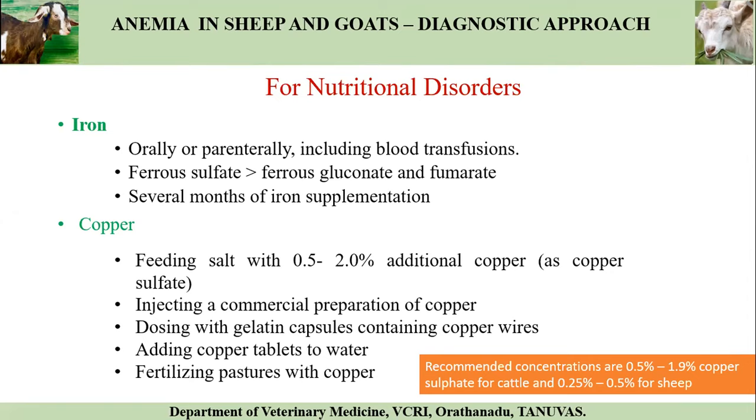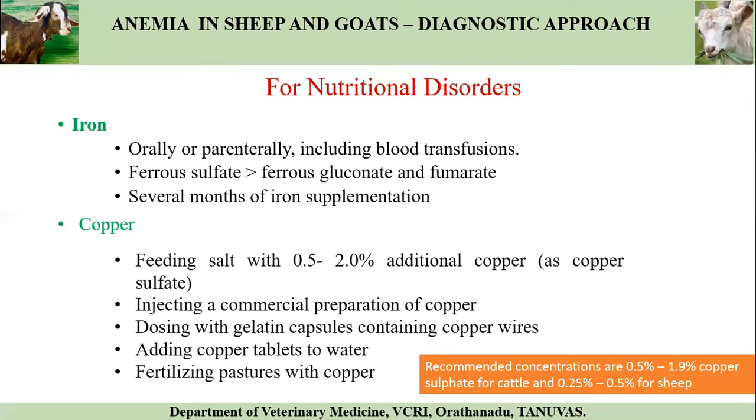Then coming to copper, you can add 0.5 to 2% additional copper as copper sulfate to the feeding salt, meaning the blocks. Commercially available copper preparations are also there. Then dosing with gelatin capsules containing copper wires. It's all practiced abroad. I don't think so, I don't know whether we are using it here. Then adding copper tablets to the water and fertilizing pouches with copper.